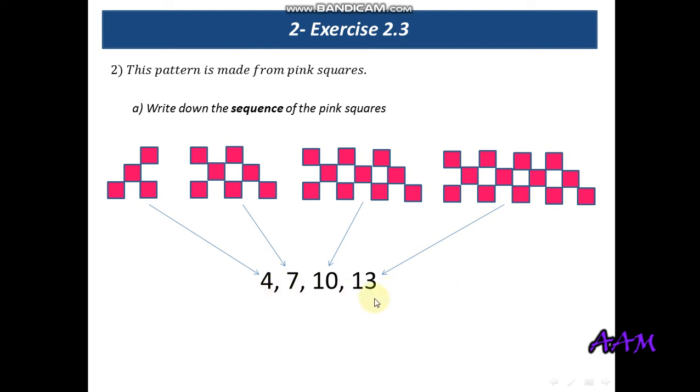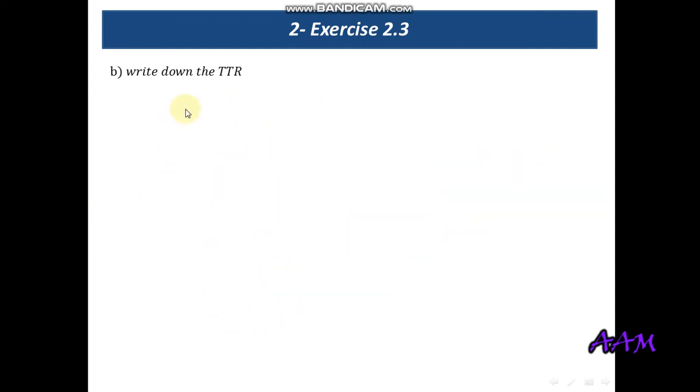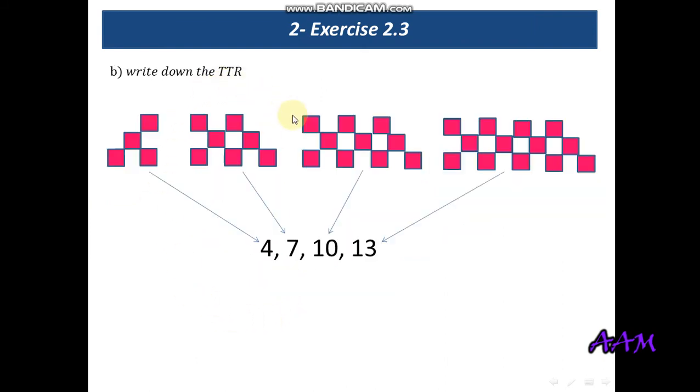Okay, so this is the sequence. This is A. Only you count all the squares, and it gives you the sequence. And B, write down the term to term rule. We know from A that this is the sequence number, so from this sequence number I shall distinguish my term to term rule. 4 to 7, how much?